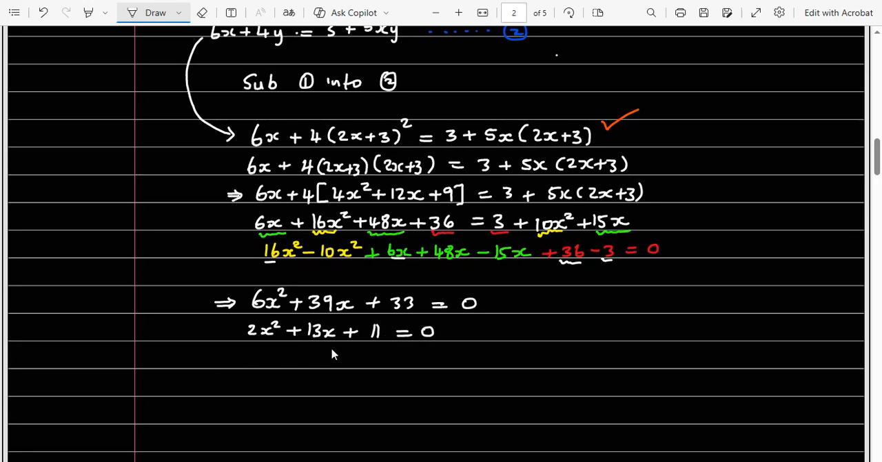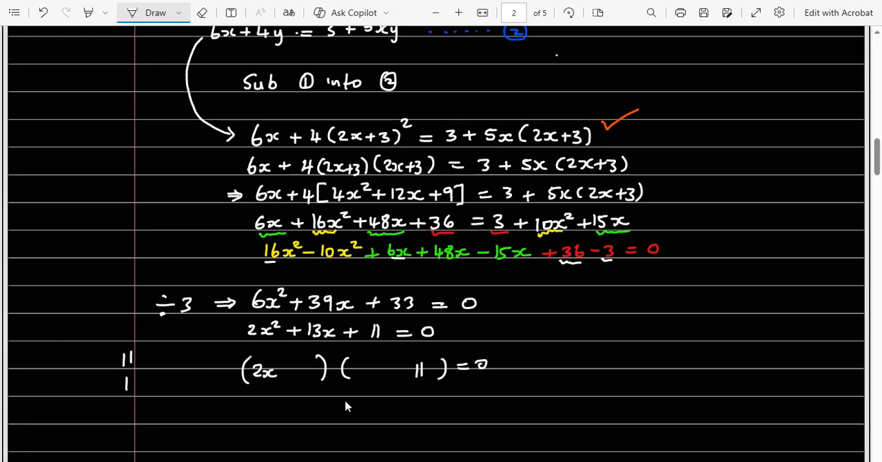So when it's like this, it's easy for you to factorize it, right? So when you factorize this, we just divided everything by 3, right? Divide everything by 3. Right. So now this will be 2x and the factors of 11. Look at this. The factors of 11, it's just 11 and 1. So you just have to choose which side do we put 11.